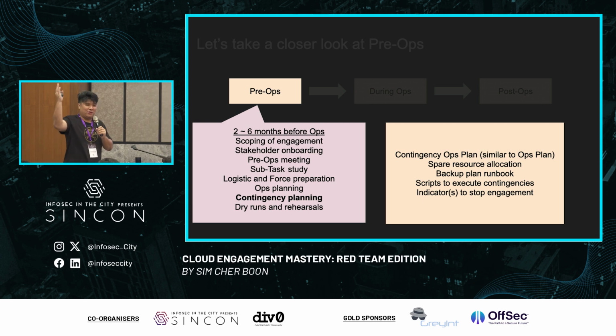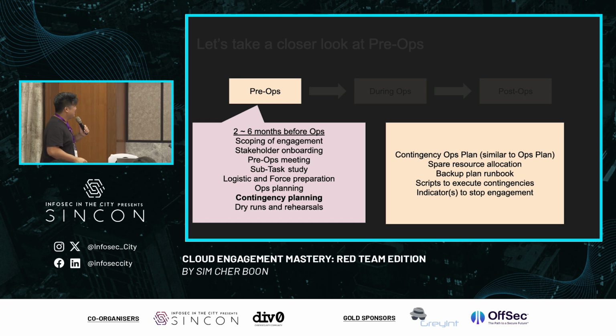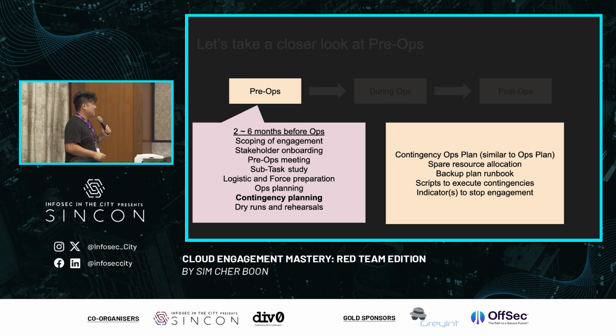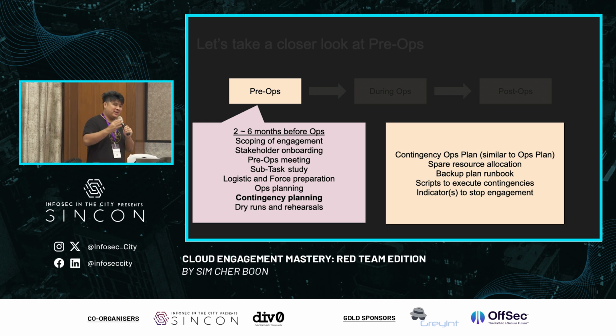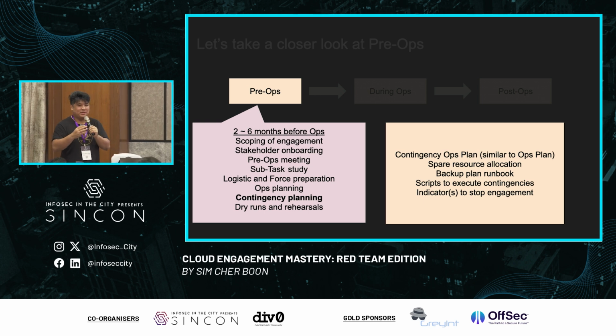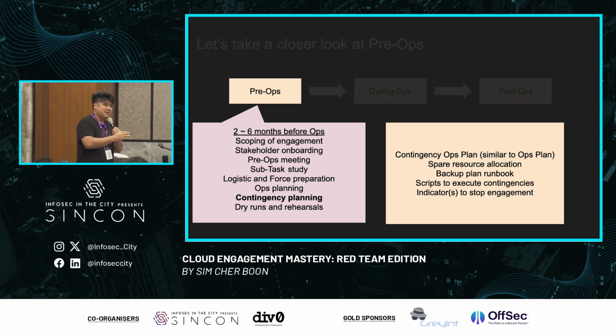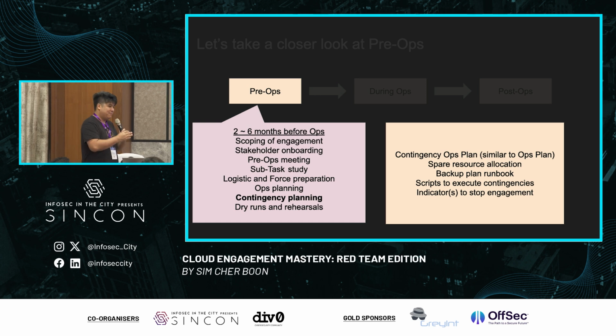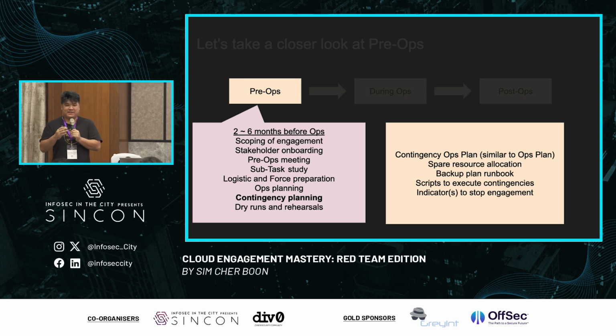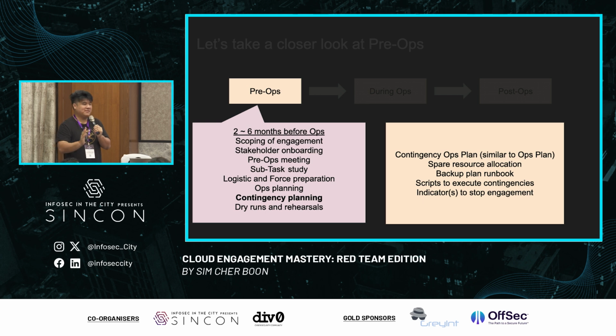There's a law, right? Assume anything will go wrong. Whatever can go wrong will go wrong. So you always need to have a contingency ops plan. So how is it similar to the ops plan? Basically you take your phases of attack and you modify it so that if X happens, you can do this. If Y happens, we can do that. So it's taking your ops plan and changing it into variation A, variation B, variation C. So this is very simple.